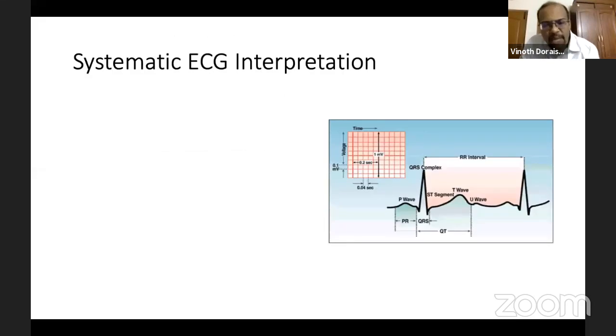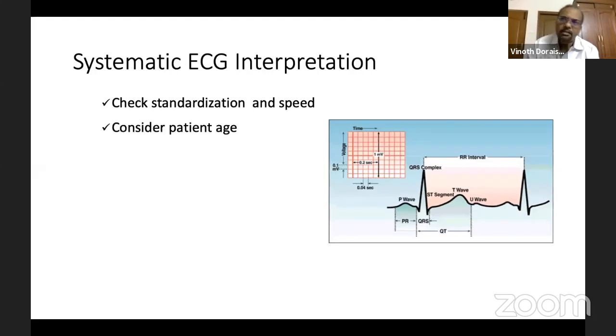So coming to the systematic ECG interpretation. So first you check the standardization and the speed, which we have done in the previous slides. Consider the patient age. So some things which are normal for the adult may be abnormal for the child. So you know that children normally have a higher heart rate. So all the intervals like PR interval, QT interval and all will be shorter. So maybe the axis will also be different. So we have to consider all that. So always consider the patient's age and physiological status.